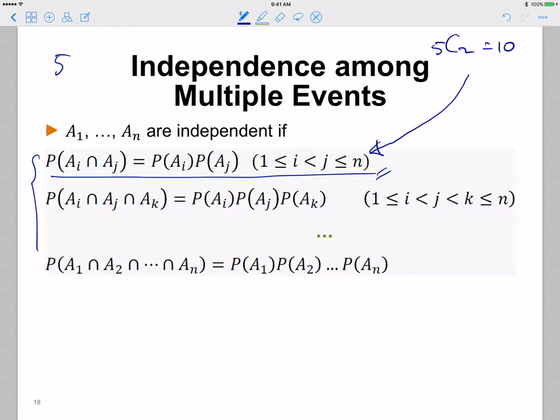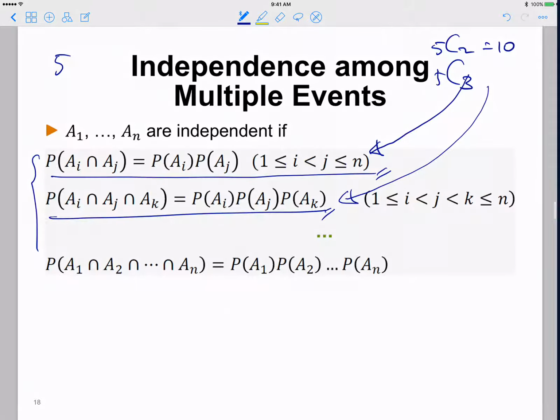We have to see if this is true. Okay. And then we also consider triples. So we pick all the possible 3s out of 5, and have to satisfy the equations corresponding to every possible triple out of 5 events. And so on. Okay, so this seems to be quite strict, but that is the condition for independence among multiple events, which are more than 2 events. Any questions?